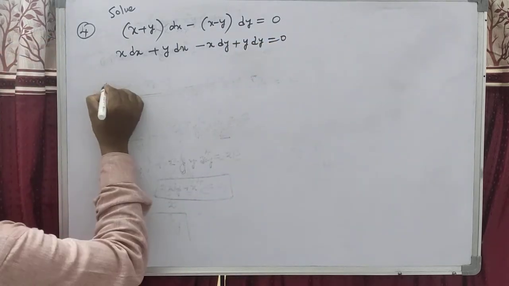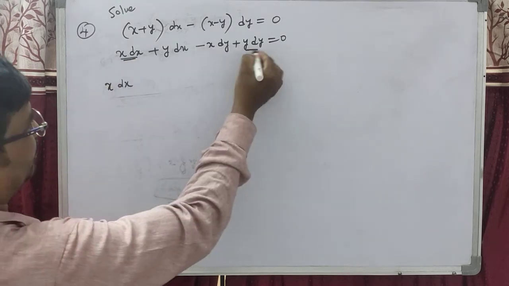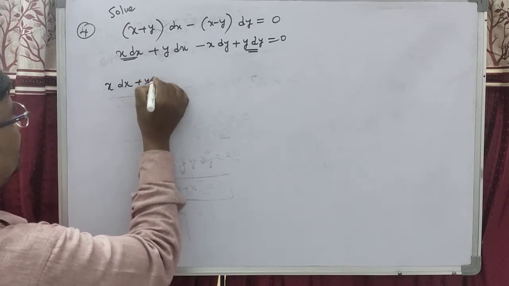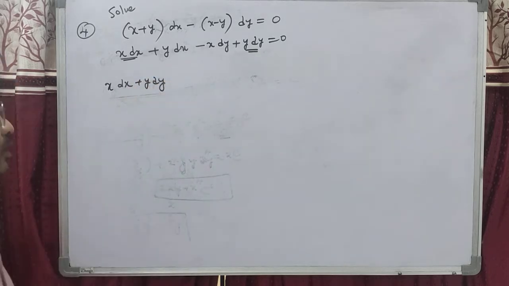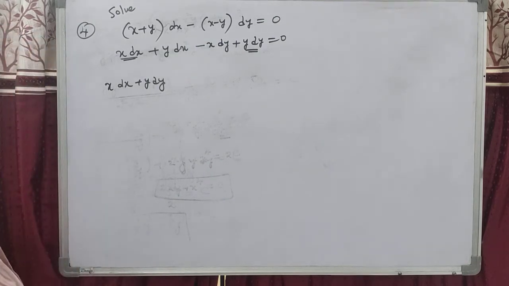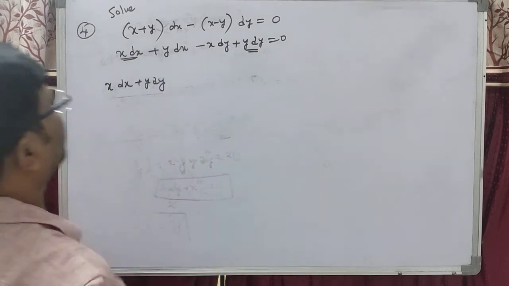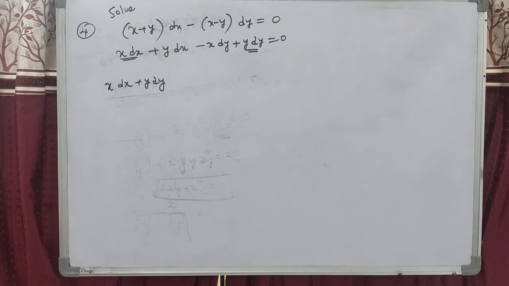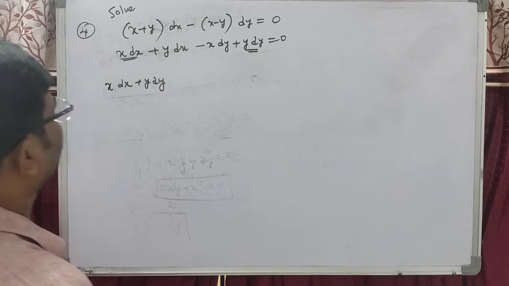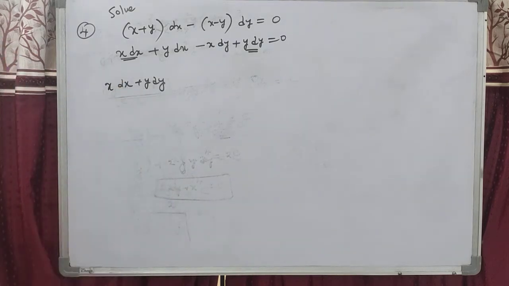So dear students, first you can write x dx and y dy. We know x dy and y dx, and another one is there. First take x dx and y dy. We can write x dx and y dy; everybody knows that the integral is directly x square by 2 and y square by 2.